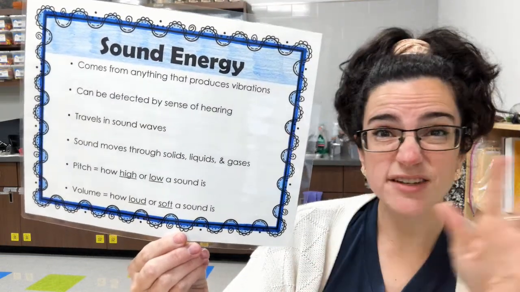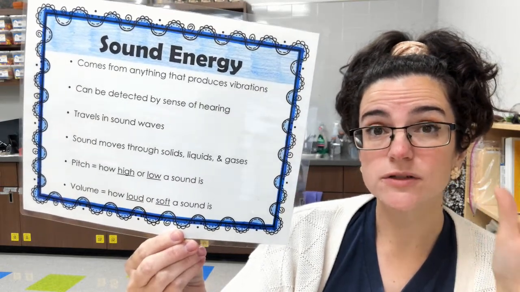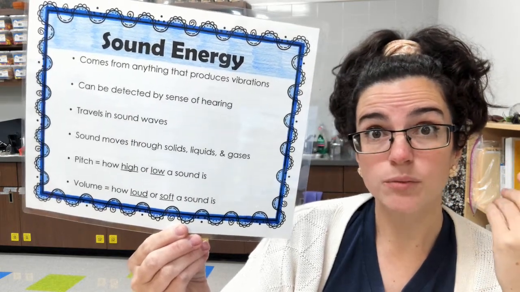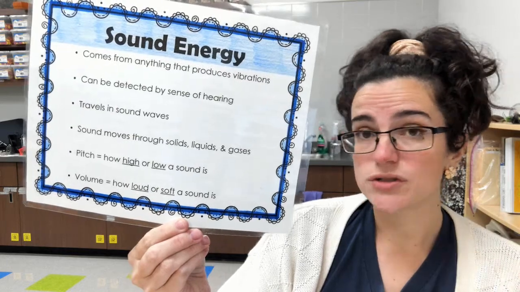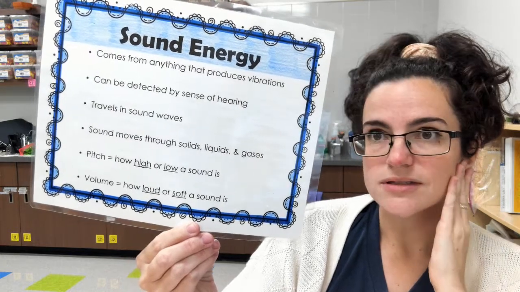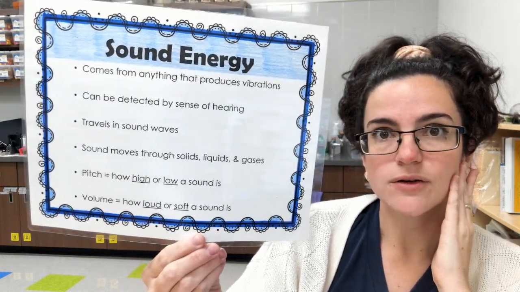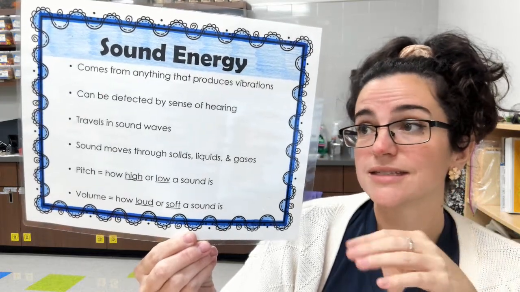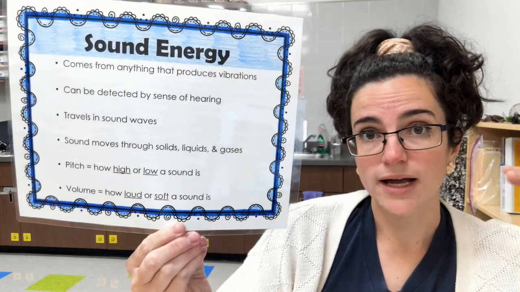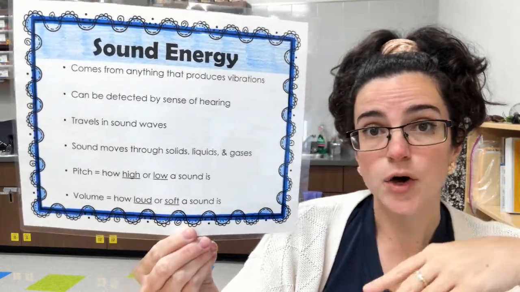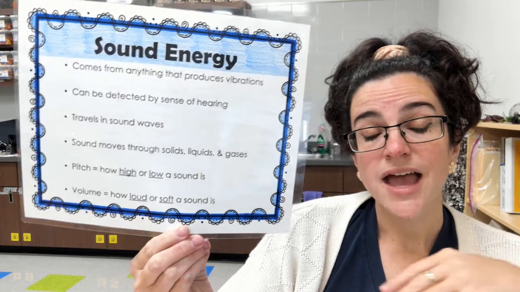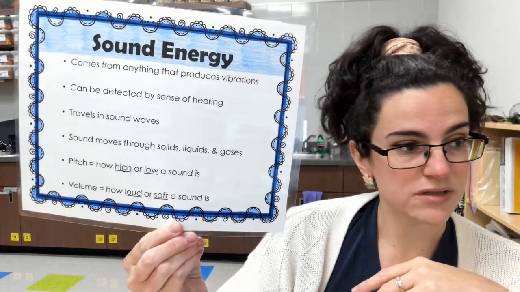So to sum up everything we talked about and observed with those experiments, we know that sound comes from when anything produces vibrations. And those vibrations can move through solids, liquids, and gases. And we can hear the sounds by using our sense of hearing with our ears. The sound travels in waves. The waves can be really low and slow like this. That's a low pitch, low frequency. Or they can be really high like this, and that's a high pitch, a high frequency.